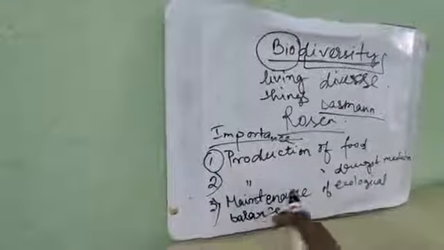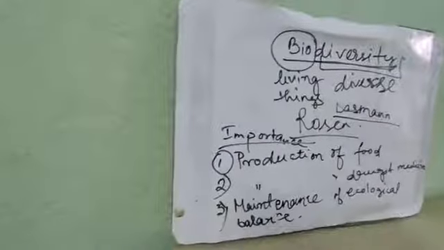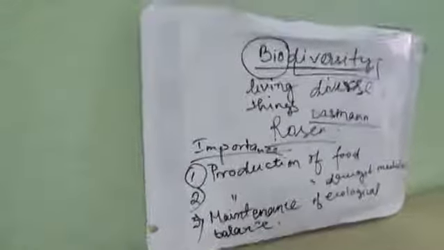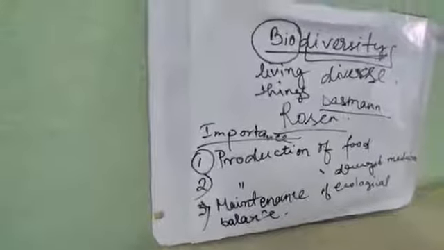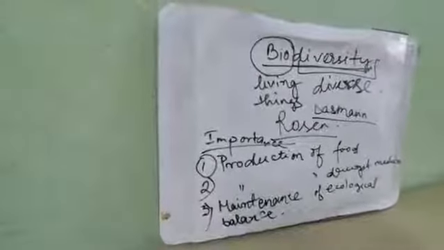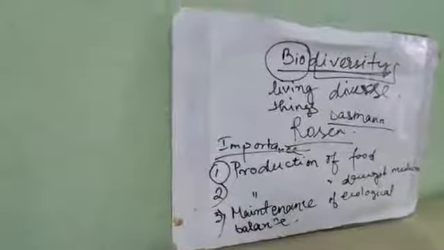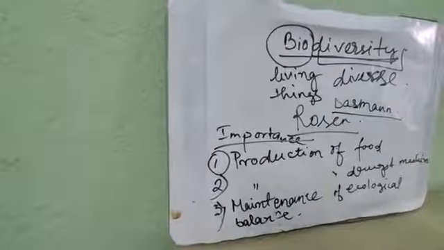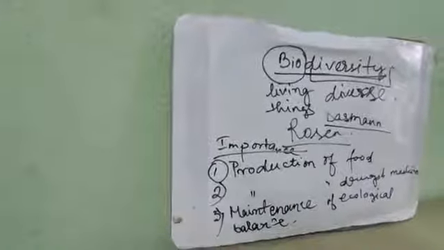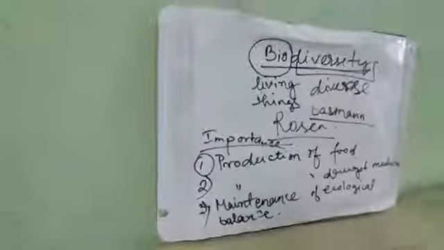Number two, production of drugs and medicines. That means we know there are so many medicinal plants that are useful for us, for producing antibiotics, medicines, and drugs that we use for our welfare. Number three, maintenance of ecological balance. Ecological balance is actually maintained by whom? By the plants, by the animals, by the microbes, through the food chain, the food web, and the energy flow.